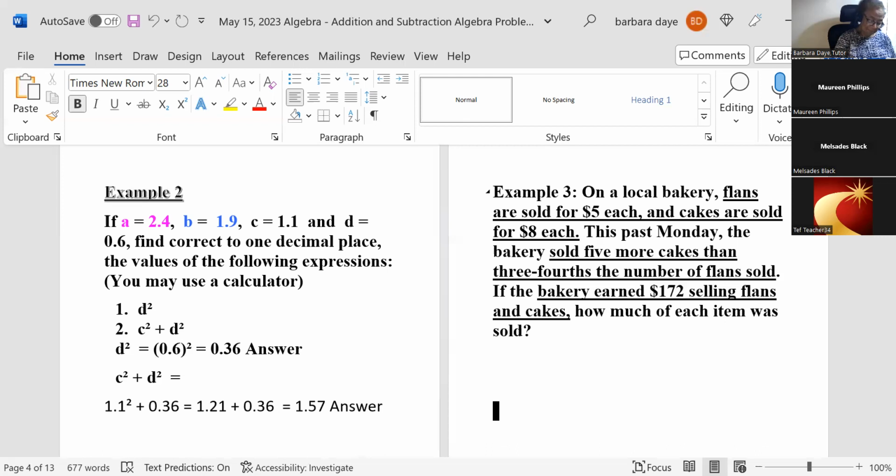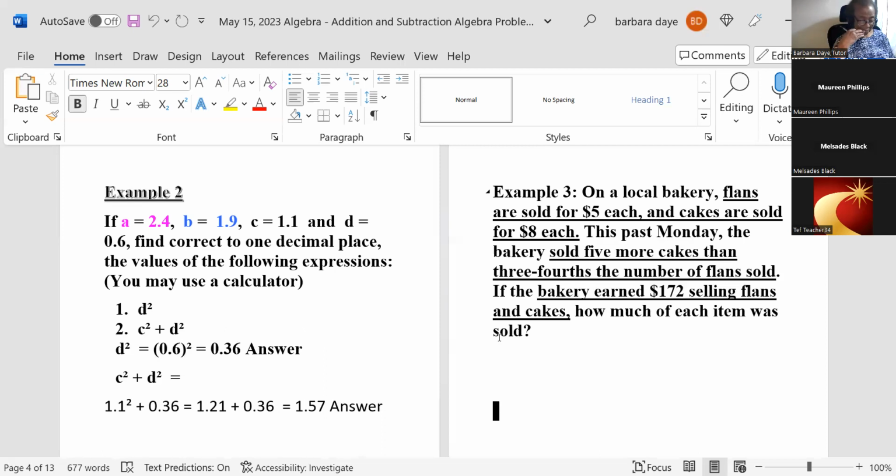3/4 of it's 5 more cake will cost much. So one cake is... so for people, 5 times 8. I'm stuck. 5 times 8 is 40.